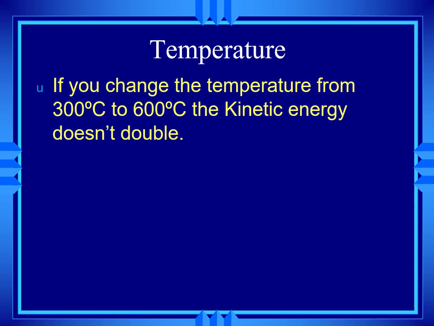If you change the temperature from 300 degrees Celsius to 600 degrees Celsius, the kinetic energy doesn't double. Why not? That's twice as big, but I'll give you a better example of why it doesn't work in Celsius. You go outside in northern Michigan and it's negative 20 degrees Celsius. It's cold. And then the temperature doubles. What temperature is it? Can you see the problem? If you double it, it's negative 40. But if I double the temperature, it's getting warmer, not colder.